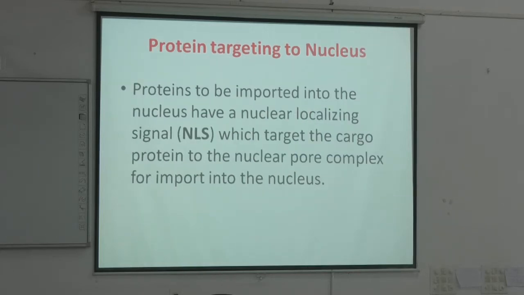And how will it enter the nucleus? It enters the nucleus through the NLS, that is the nuclear localizing signal. When this signal is given, only then will that protein enter inside the nucleus. That is your nuclear localizing signal.